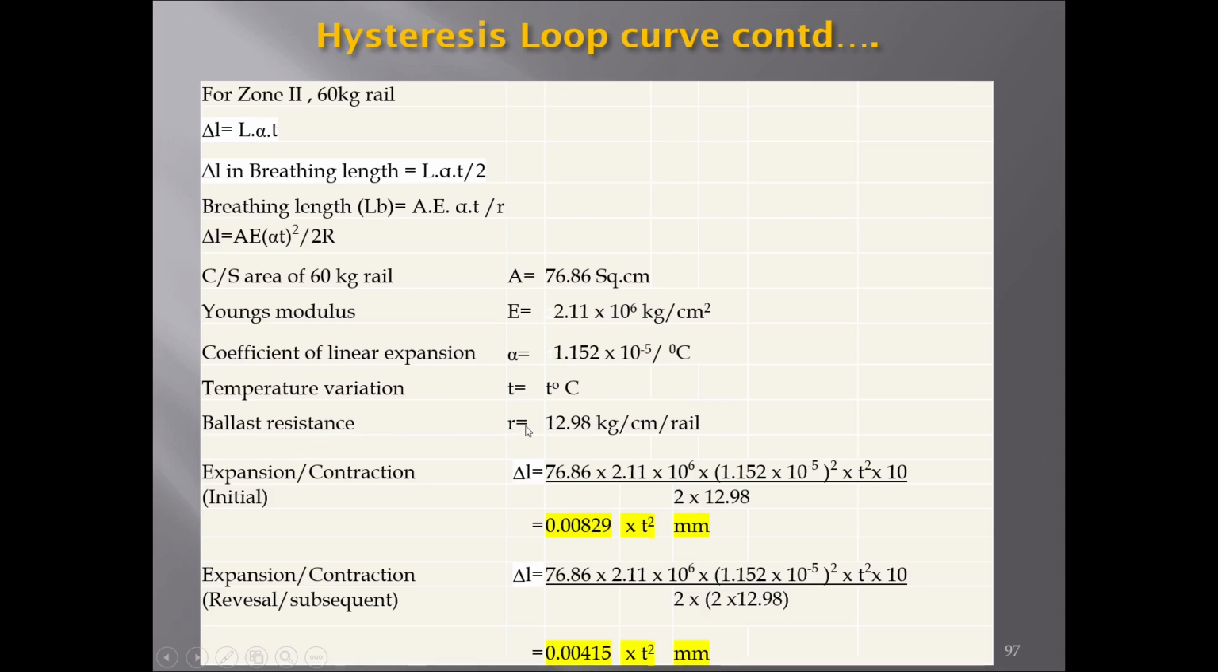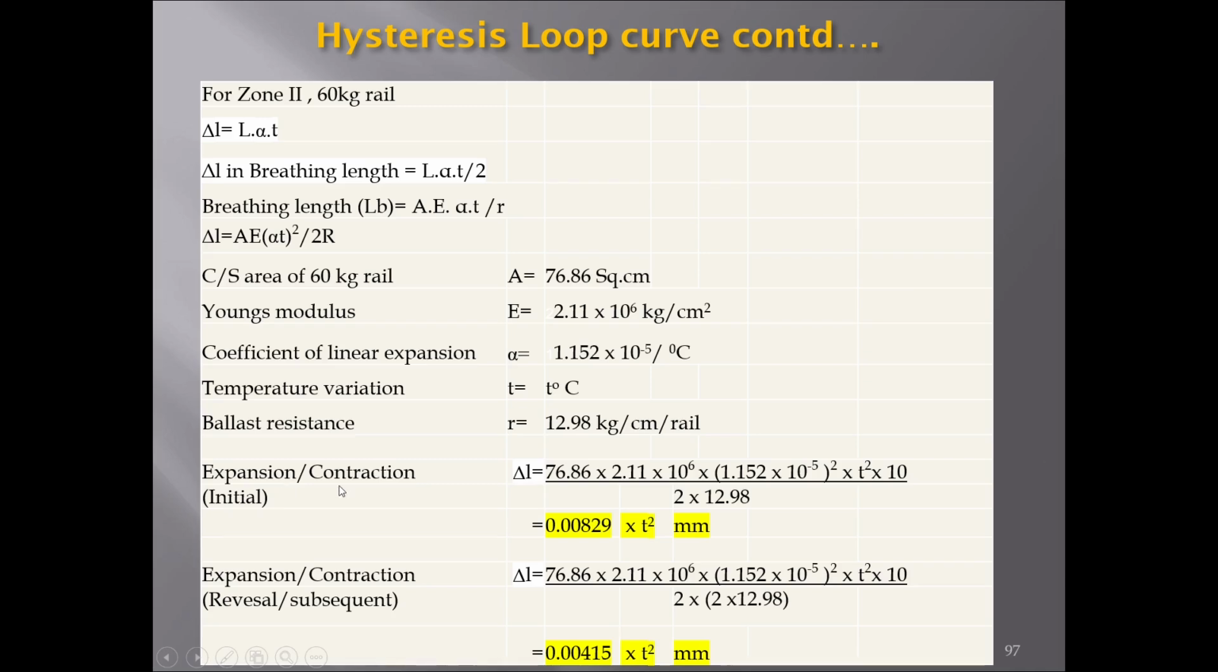Then the ballast resistance R we have taken as 12.98 kg per centimeter per rail, in terms of centimeter. Normally I say 1000 kg per meter per rail or 1200 kg per rail, but because I want to substitute in centimeters per rail, it is 12.98 kg per centimeter per rail. That is based on the table, where they have considered 12.98 for this 60 kg rail, so I am taking the same basis here.